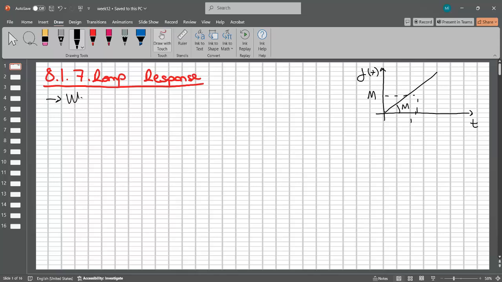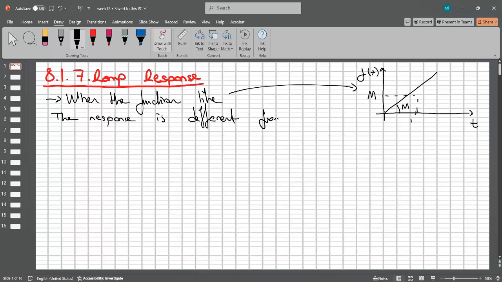And so, when the function is like this one, the response is different from the unit step. Just remember that the unit step is indicated with 1 divided by s, and so we have the constant value on the graph. We always apply the constant signal.